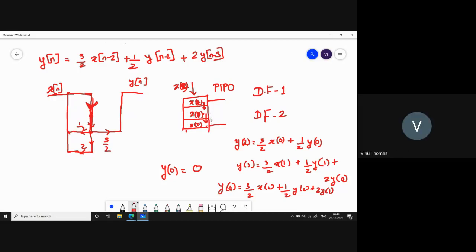Okay. So how many memory locations are required? Therefore, you require 3 memory locations. Is that clear? So you require 3 memory locations.